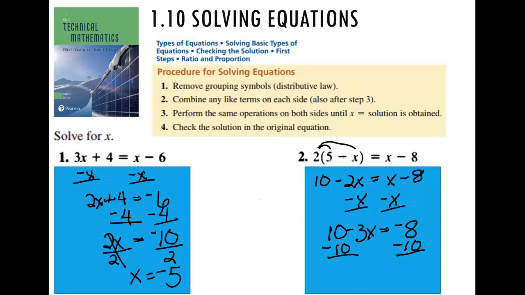And after we do that, that leaves us with negative 3x equals negative 18. And then to get x by itself, we're going to divide both sides by negative 3. That cancels out the negative 3's. So my final answer for this problem, I'm going to scoot it over here, is x equals 6.